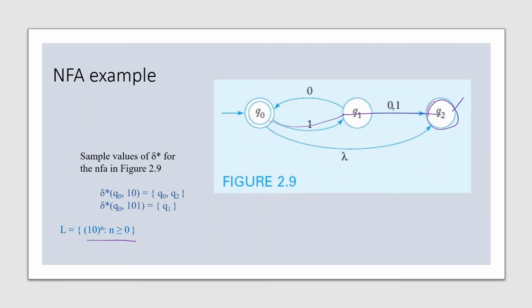With an NFA, you have to try all options to make sure that you do not end up in an accepting state. So even though you could go 1, 0 and end up in a not accepting state, there is the option to go 1, 0 and end up in the accepting state. So therefore, 1, 0 is a string in this language.